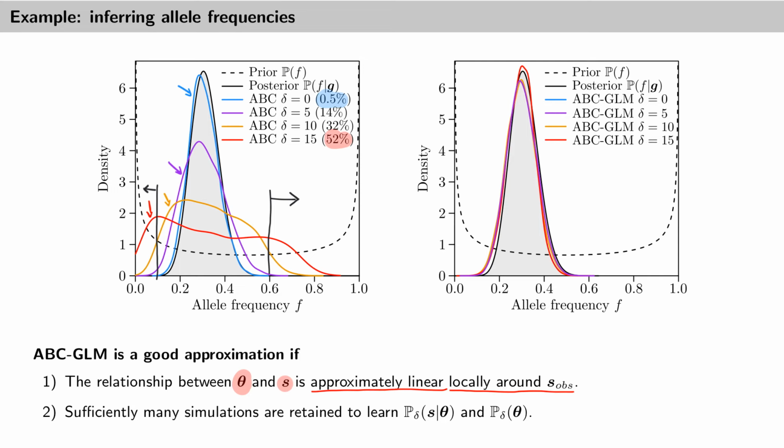be linear. The second condition to be fulfilled is that sufficiently many simulations were retained such that the truncated likelihood and the truncated prior can be learned accurately. Fitting a linear model does not require an awful lot of points. However, since the truncated prior is assessed using kernel smoothing, a few thousand simulations are usually advised.